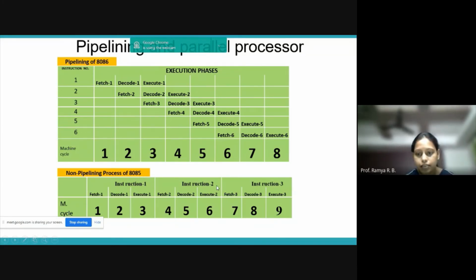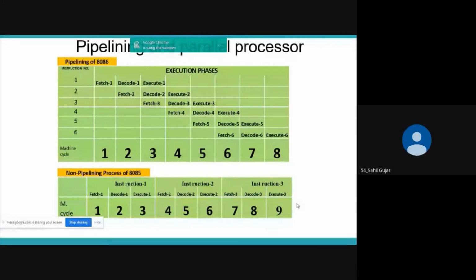मुझे अगर 3 इंस्ट्रक्शन एग्जीक्यूट करना है और अगर 3 स्टेप है, fetch, decode, execute. So if I want to execute 3 instructions in 8085, how many clock cycles I'll require? Every instruction requires 3 clock cycles. One clock cycle for fetching, 1 clock cycle for decoding, 1 clock cycle for executing. तो instruction 1 के लिए 3 clock cycle हो गया. वैसे instruction 2 के लिए 3 clock cycle और instruction 3 के लिए 3 clock cycle. मतलब total अगर pipelining नहीं है तो मुझे 8085 में to execute 3 instructions, how many clock cycles I will require?